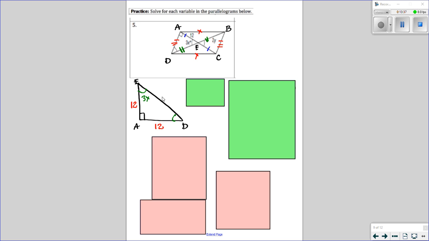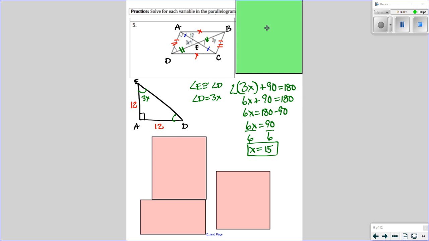So I have two sides. Now I can look for ED. Angle E is equal to angle D, so if angle E is 3x, then angle D is also 3x. First I'm going to solve for the angles. I know this is a right angle, that's 90. So 3x plus 3x, so 2 times 3x plus 90 equals 180. And then I solve for x, which is 15.